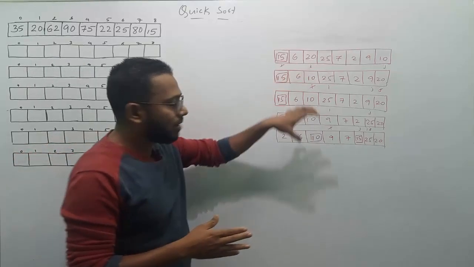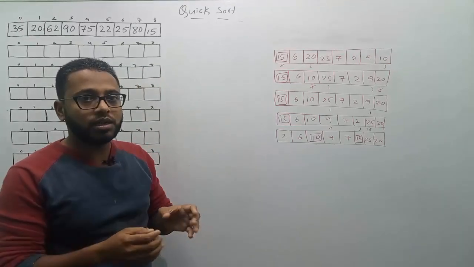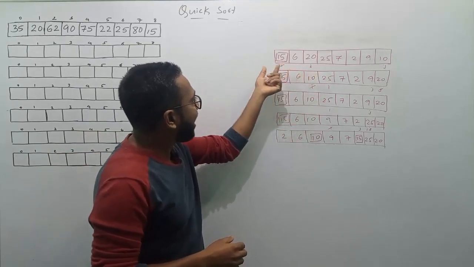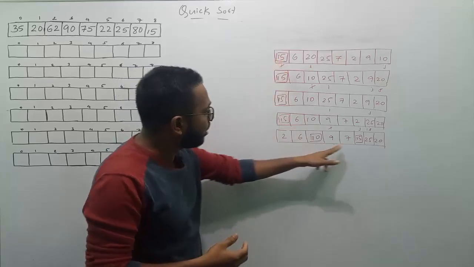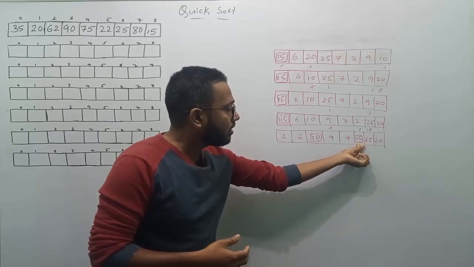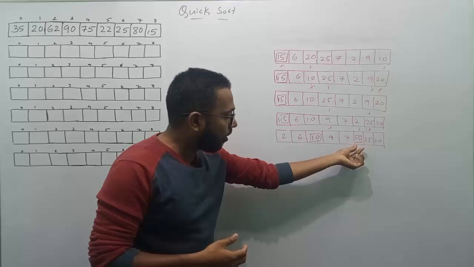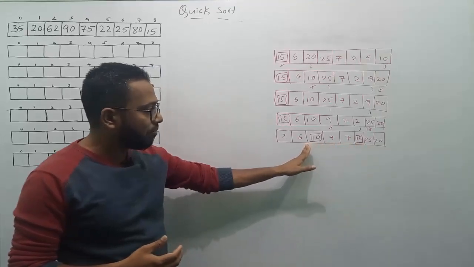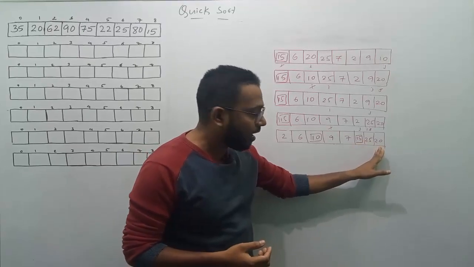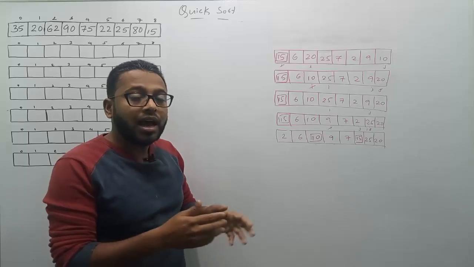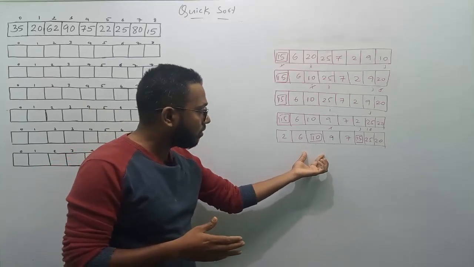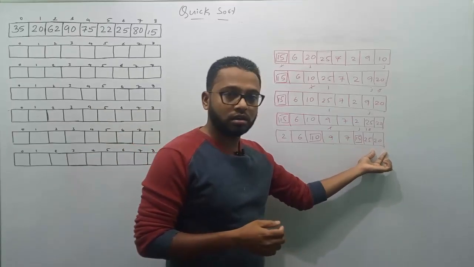Now I have applied the quicksort technique, which I will discuss once I explain this. As you can see, I have brought this pivot element into its sorted position. Now 15 is present at this place, where all the elements on the left side of the pivot are lesser than 15 and all the elements on the right side are greater than 15. So I have divided the entire problem into 2 subproblems. This is one subproblem, and this is another subproblem.